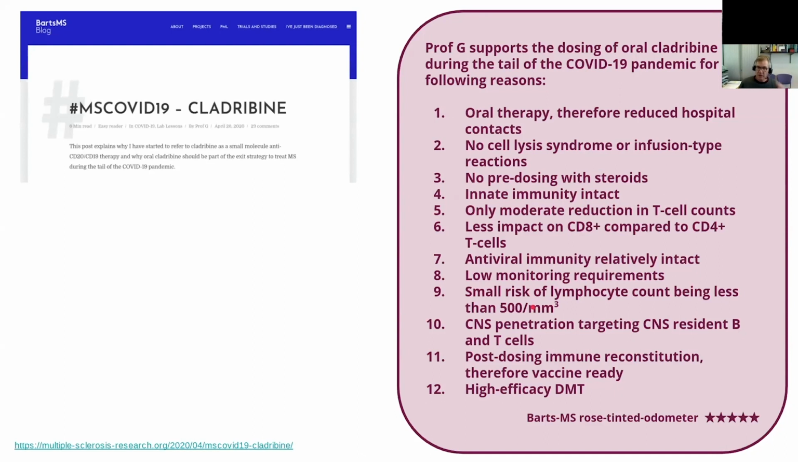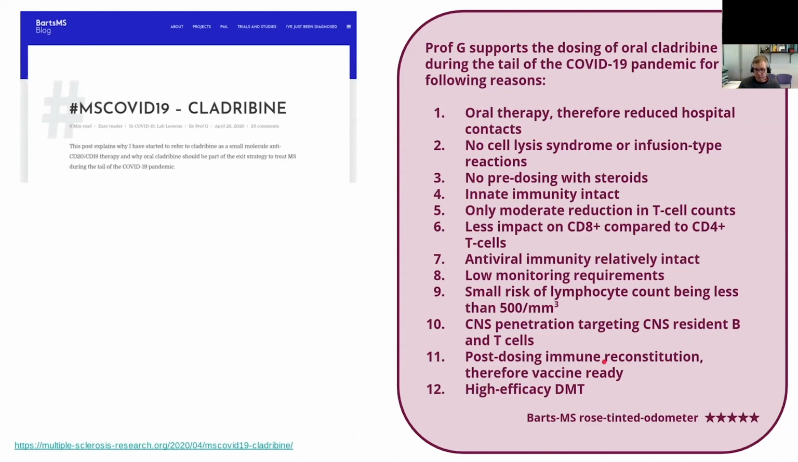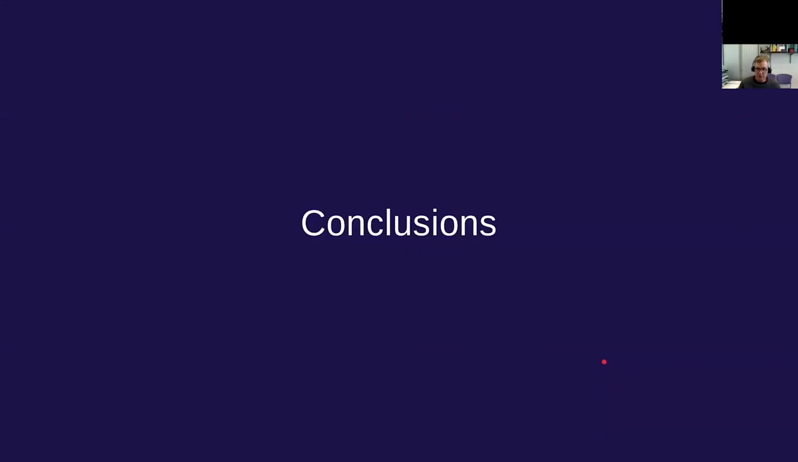Now in the trial, 25% of patients dropped their counts below 500, but with the modified dosing schedule, in other words, by delaying the second course until the lymphocyte counts recover above 800, that's going to be less than 5% of patients below 500. And when they do go below 500, it's very transient for a short period of time. Other advantages are that it's CNS penetrant, post-dosing immune reconstitution will allow a vaccine-ready population, and I'd argue that it's a high efficacy DMT as well. So there are lots of favorable aspects around it.